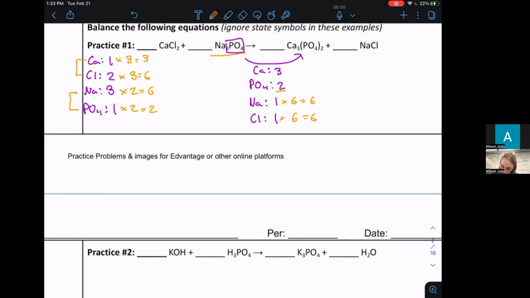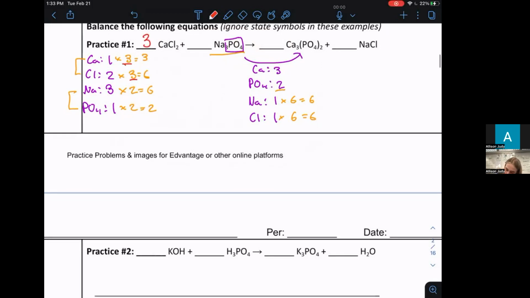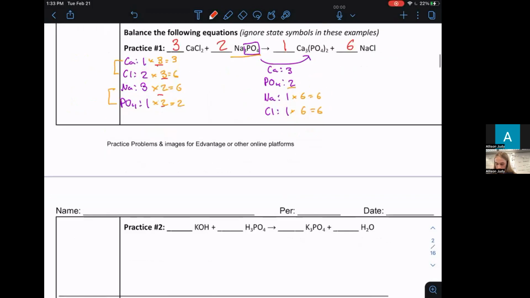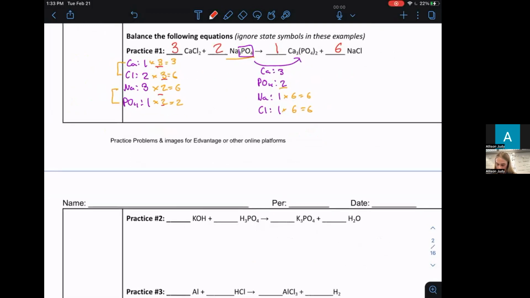So now these numbers that you multiplied by become the coefficients. We multiplied this calcium chloride molecule by 3. We multiplied the sodium phosphate molecule by 2. This calcium phosphate was not multiplied by anything. You can write in a 1 or you can leave that blank. And then the sodium chloride was multiplied by 6. So that is how you would balance this equation at least.